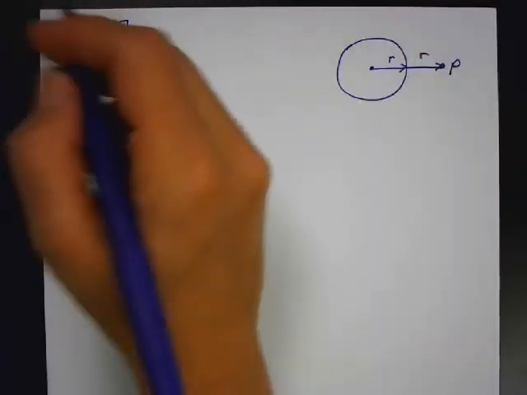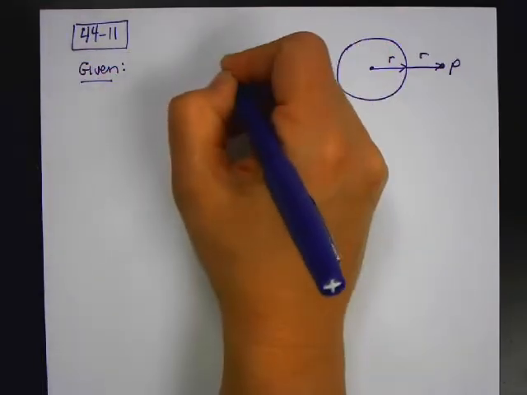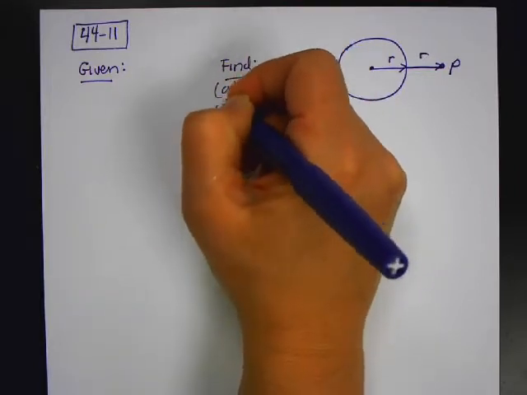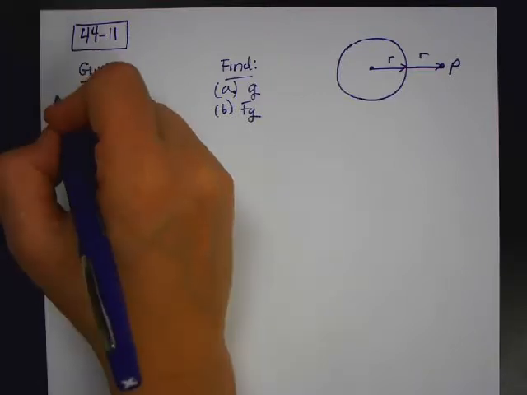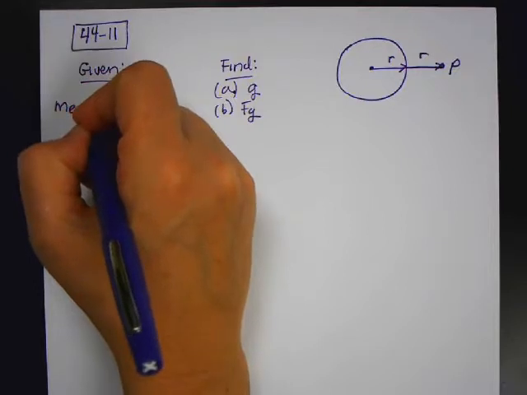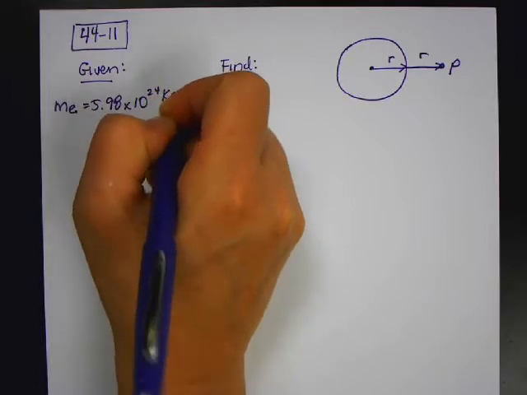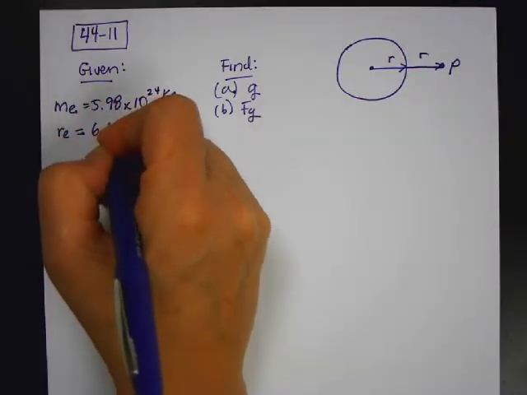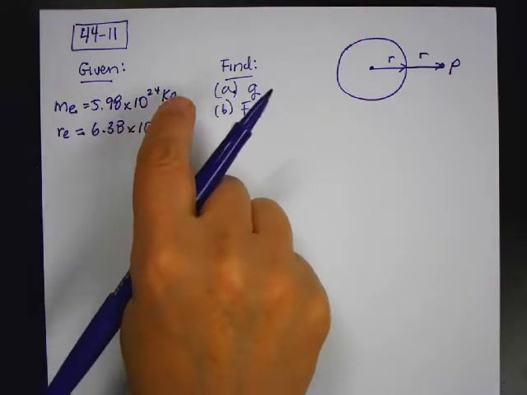Determine the strength of the gravity field. So we want to find little g. And then B, determine the weight. So we need to know some stuff about Earth. So Earth, the mass of the Earth is equal to 5.98 times 10 to the 24. So that's not something you have to memorize. And then the radius of Earth is equal to 6.38 times 10 to the 6 meters. Now remember, you have to use your standard units, kilograms and meters.